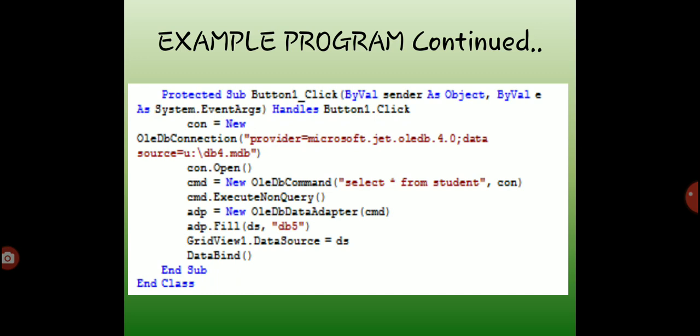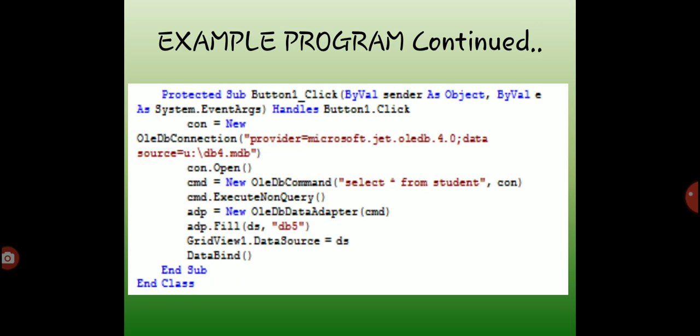Then ADP, the adapter object. ADP equals new OLEDB data adapter, to execute the select query. Where is the select query? It is in CMD, so we pass CMD as the parameter. Then we have to fill the data on the data control, so we give adp.fill of ds. ds is the data set object. So ds comma db5, the database name.